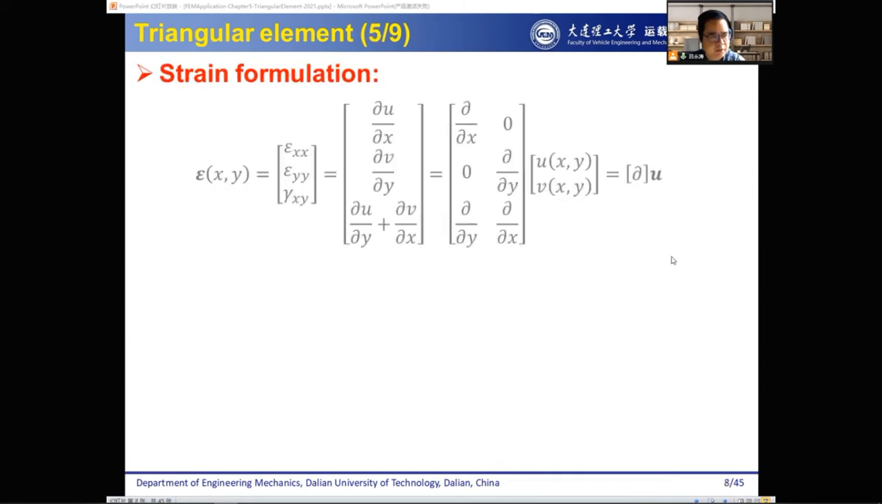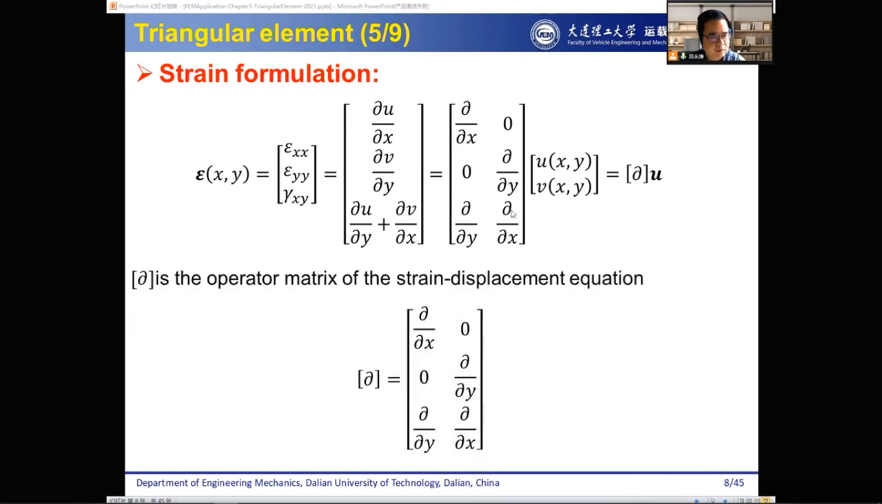And then let's have a look at the strain formulation. The procedure for this is similar to the bar or even the beam element. So if you understand those, then this part will be easier to understand. For the strain displacement formulation, we use the geometric equation for the two-dimensional case. We already know this, so we don't repeat it here. Here we just write this formulation in another form.